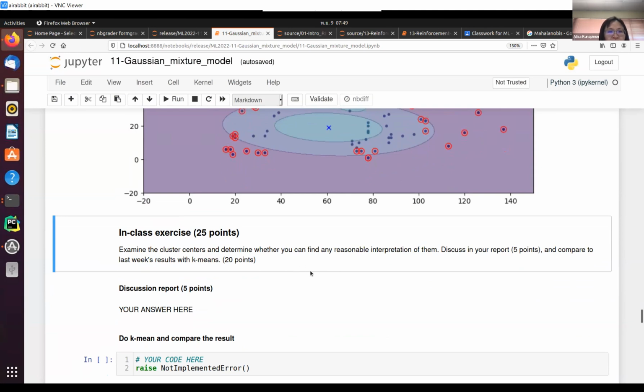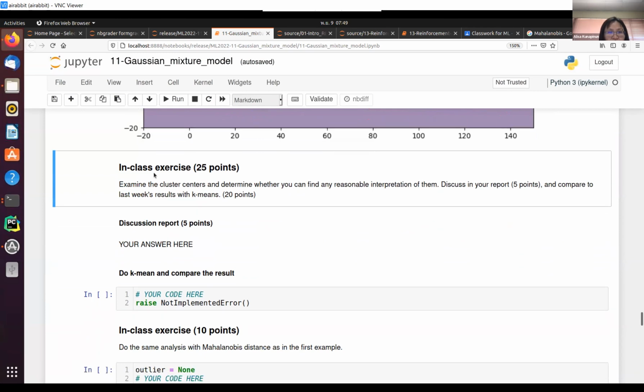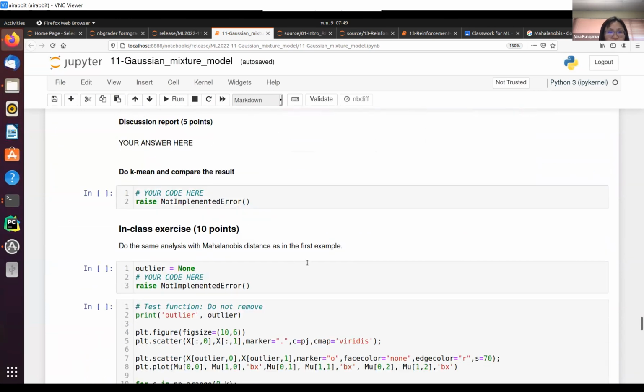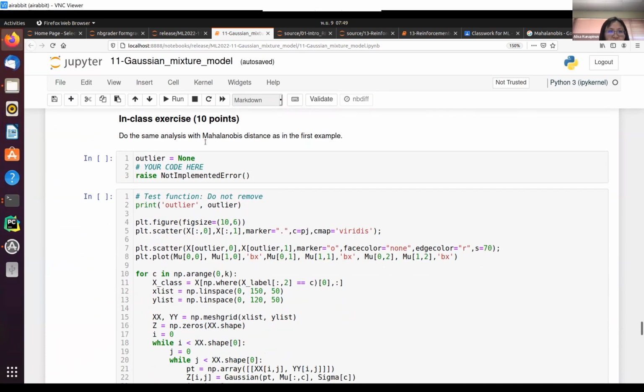Then for the in-class exercise, examine the cluster centers and determine whether you can find a reasonable interpretation of them. Try to do k-means and compare the result. Then try to use Mahalanobis distance for the first example.